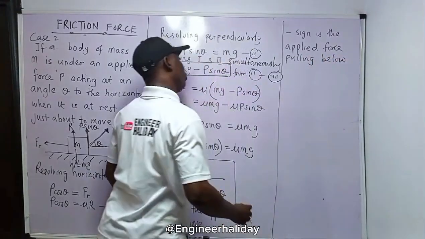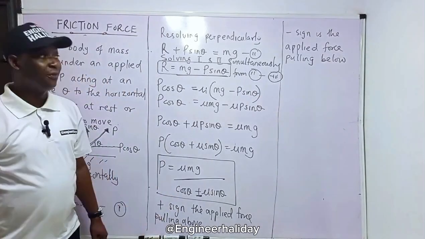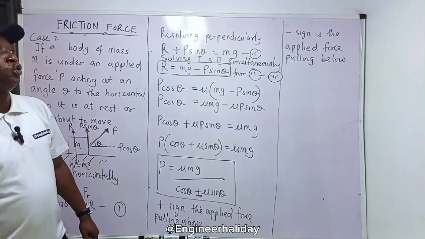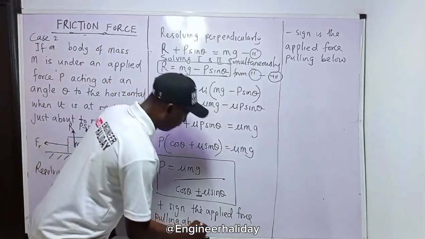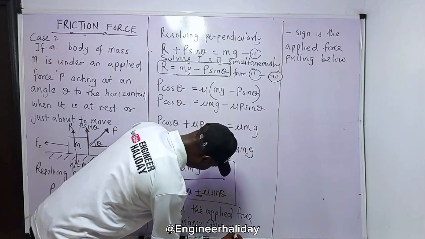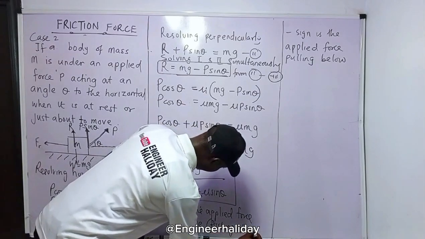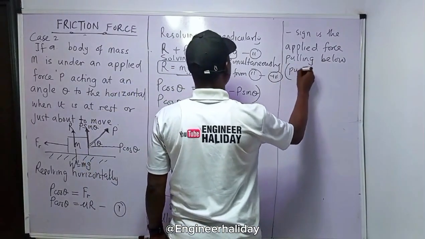Now, if you don't see pulling above, you can say pushing above. If you don't see pulling below, you can also say pushing below. So pulling above is equivalent to pushing above, and pulling below is equivalent to pushing below.